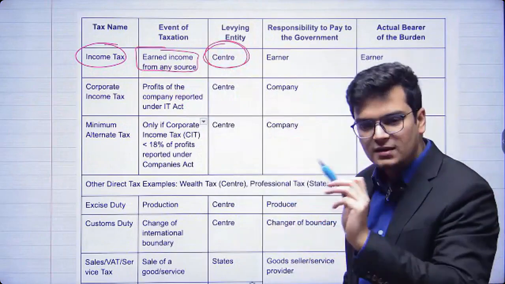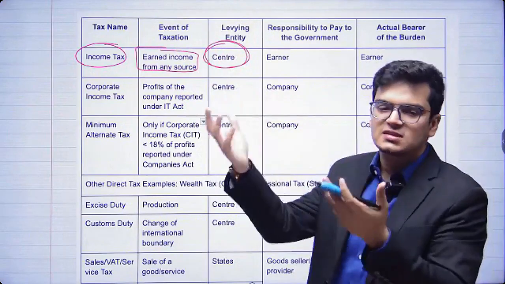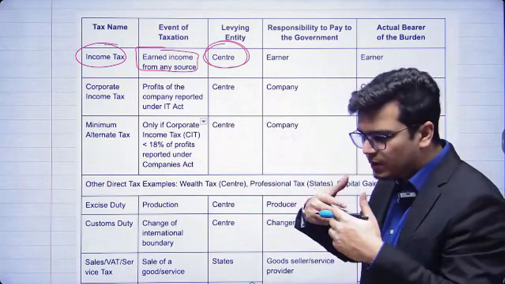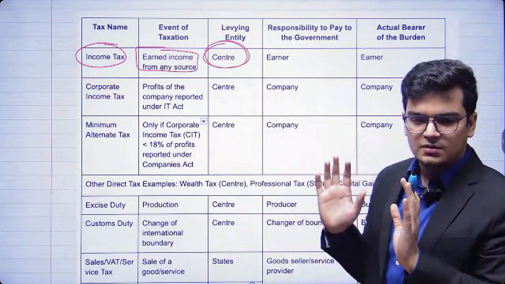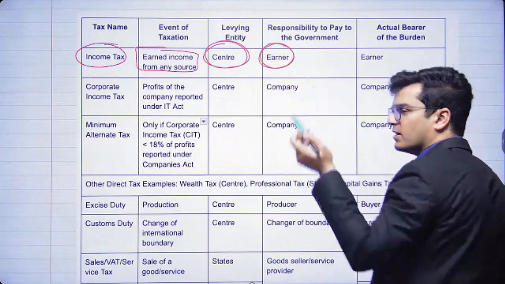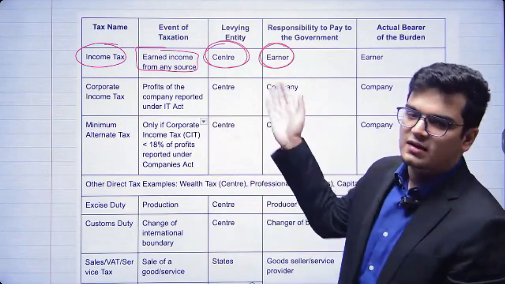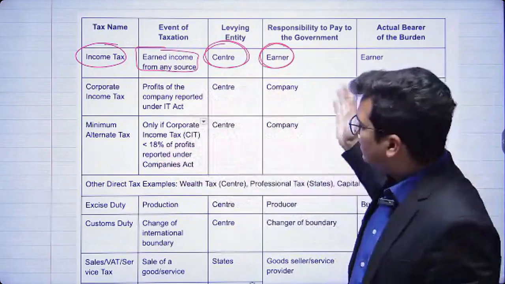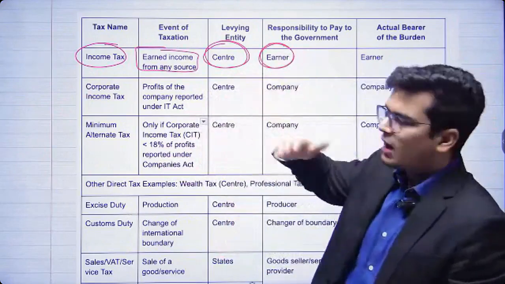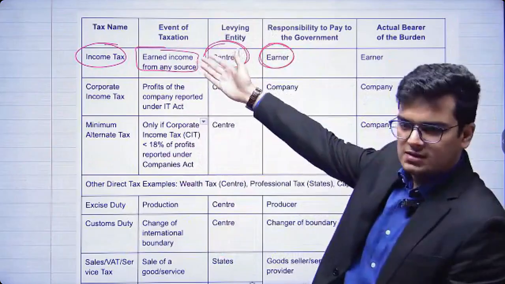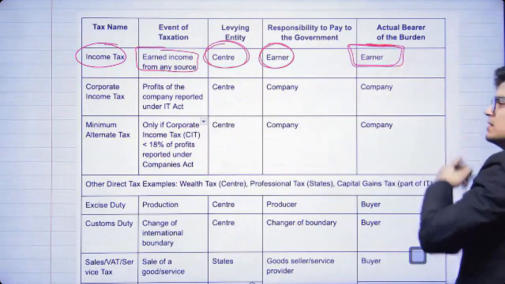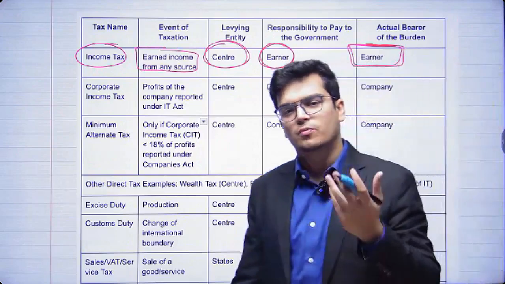Who is paying the tax? Person who causes this event to happen. हर जगह यही होगा. Person who causes this event, person who brings this event, that is the person who will pay the tax. So who is causing this event? I am causing this event by working. I worked, I generated income. Because I caused this event, I will have to pay my liability of income tax. So who is the bearer of burden? Earner. Earner of income is bearer of burden. So I have to pay income tax.